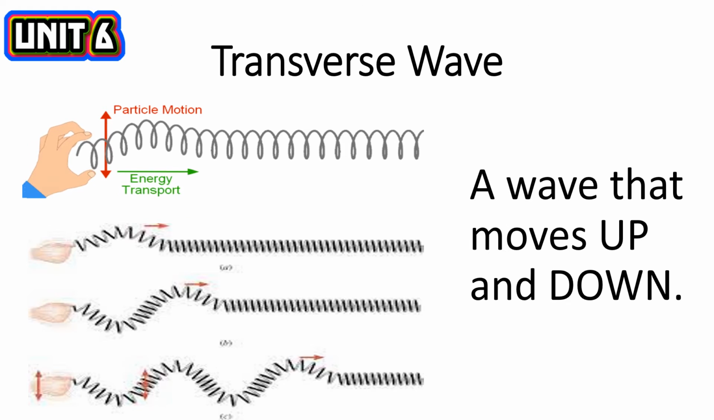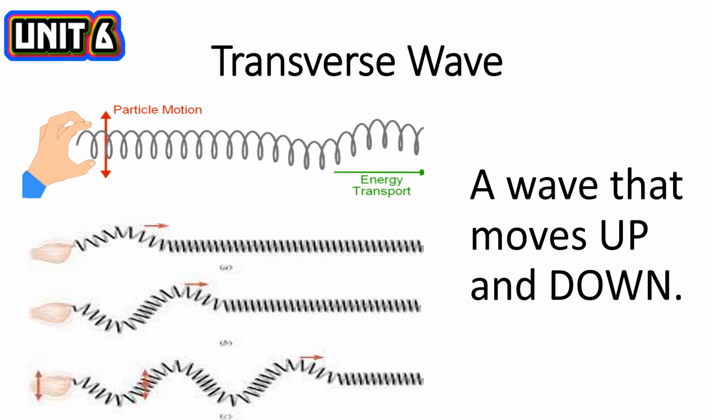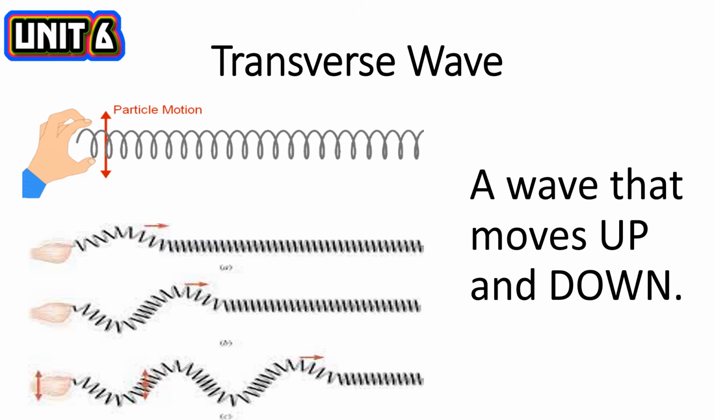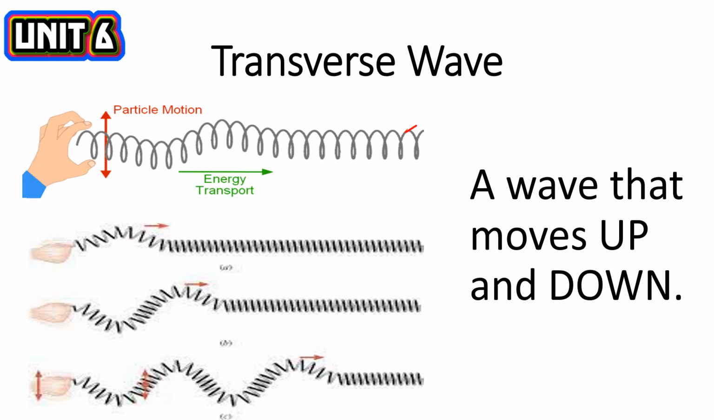Now, there are two kinds of waves: the transverse wave and the longitudinal wave. Let's begin first with the transverse wave. Basically, if you look at the picture, this is your slinky spring. Okay, this is your slinky spring.